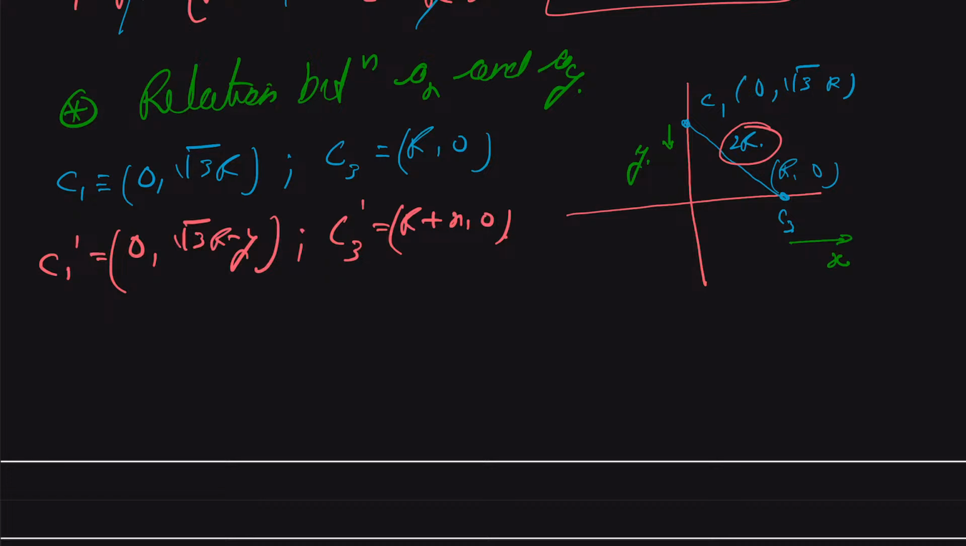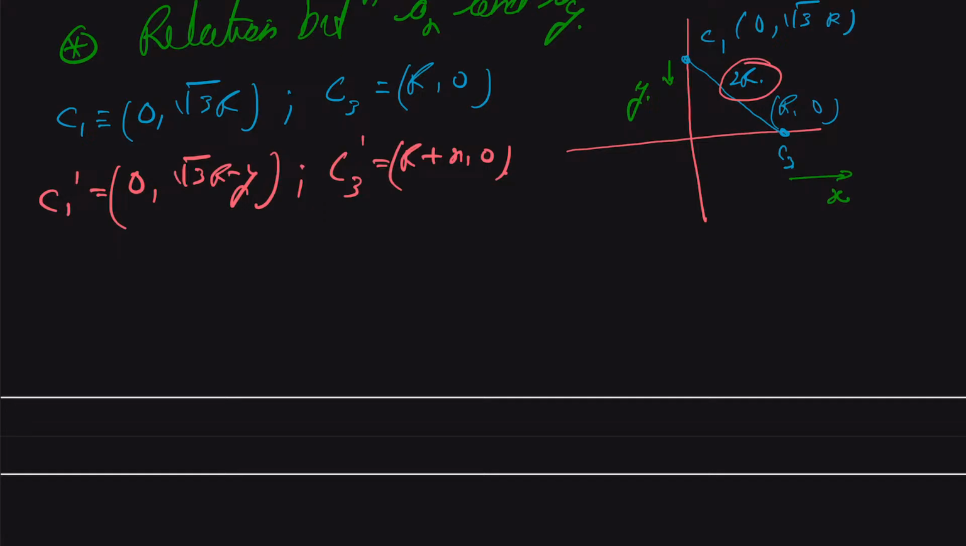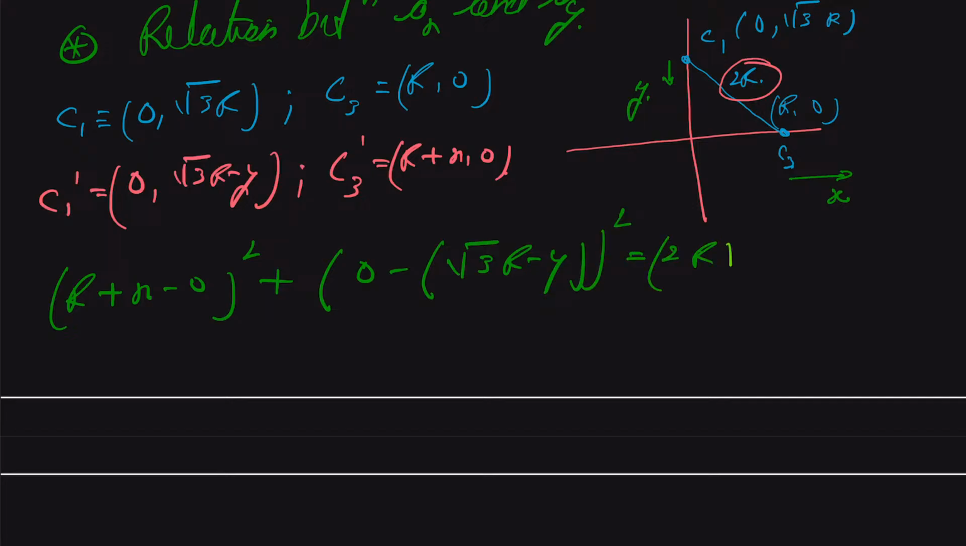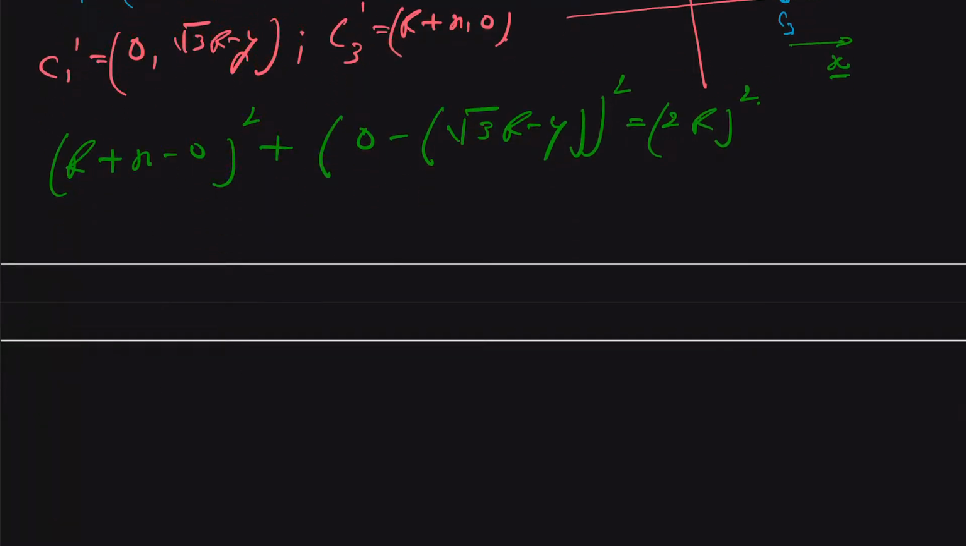And so we can write the equation as (r + x − 0) whole square plus (0 − (√3 r − y)) whole square is equal to (2r) whole square. And we have to keep in mind this value of our x as well as y is very small. This distance which these have moved is comparatively small, and therefore we just open the bracket and sort it out.